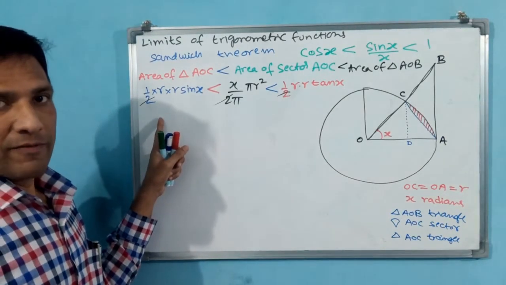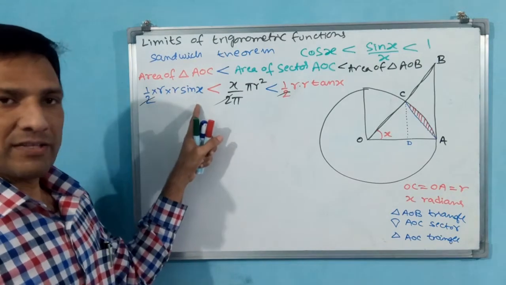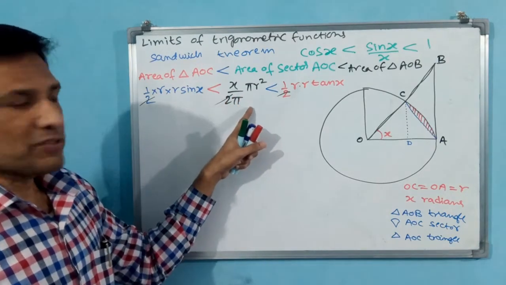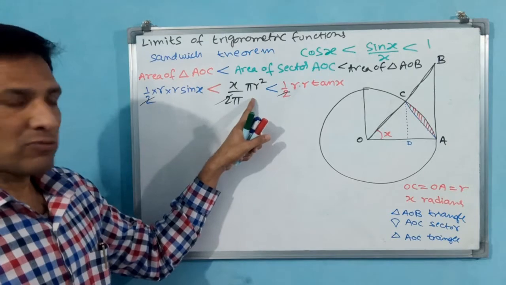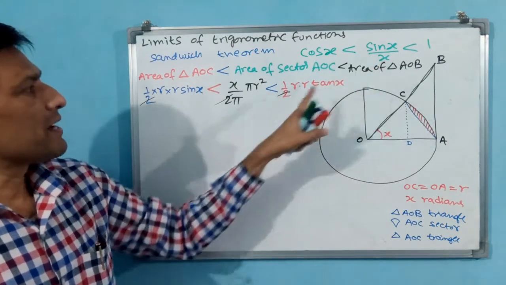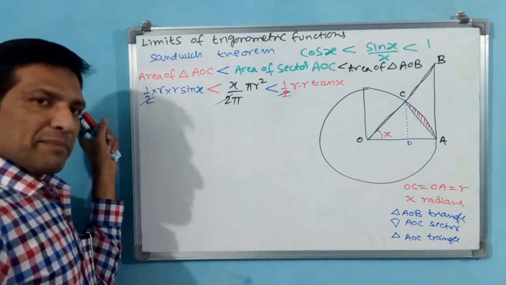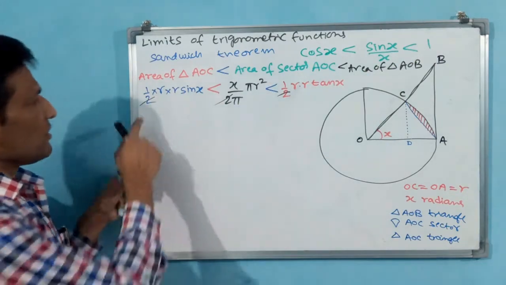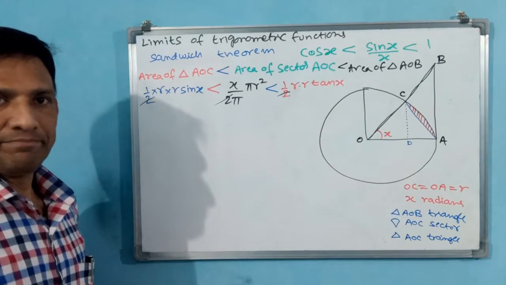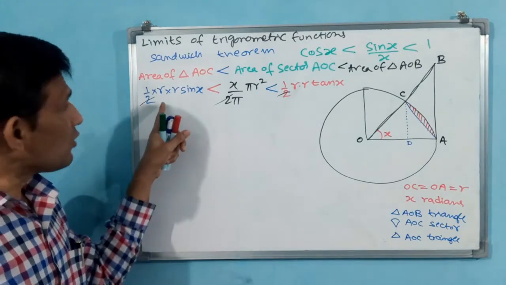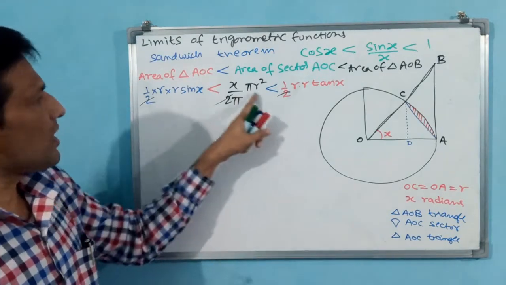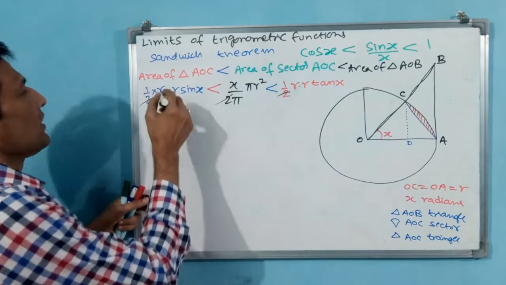Okay, I will divide. You see what I am doing. This is area of small triangle, half r square sin x. This is area of sector, x by 2 pi into pi r square. This is area of big triangle, half r square tan x. I will multiply all by 2. That means 2 is going to get cancelled. I will divide by r square. Then r square are going to get cancelled.